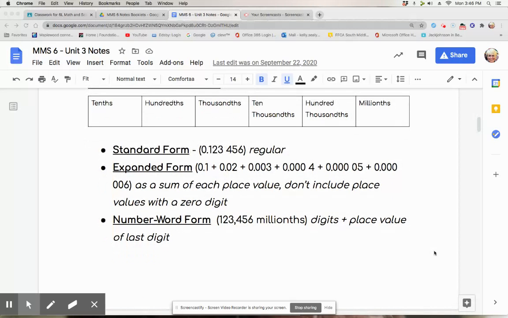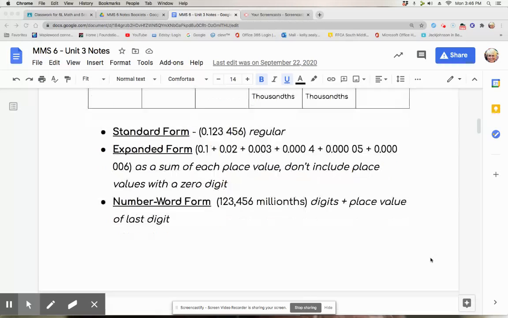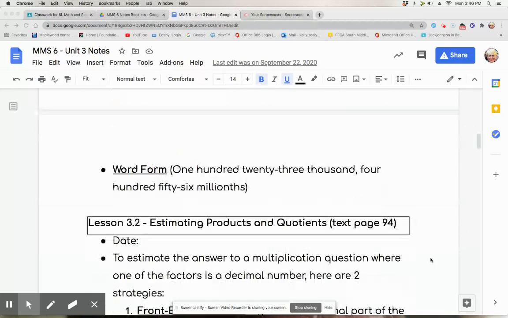There is standard form, which is kind of like the regular form of a number. There's expanded form, which is a sum of each place value, but you don't include place values with a 0 digit. And there is number word form, where you have digits and the name of the place value of the last digit in words. Finally, you have word form, where there are no digits. It's completely done in words.